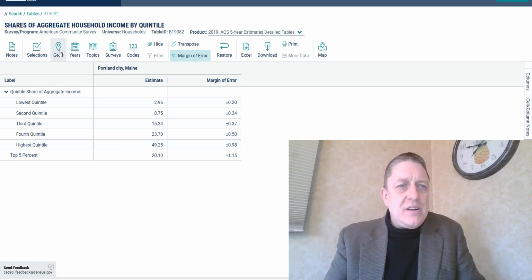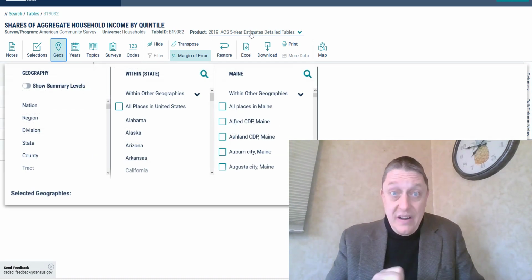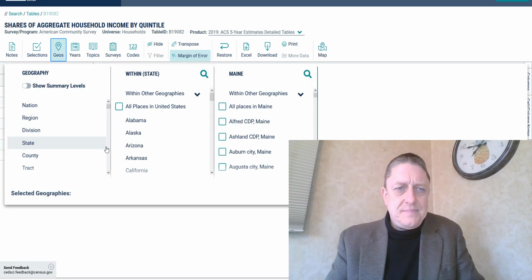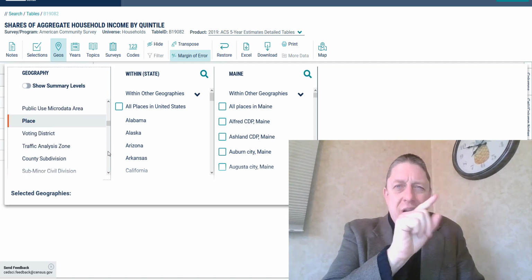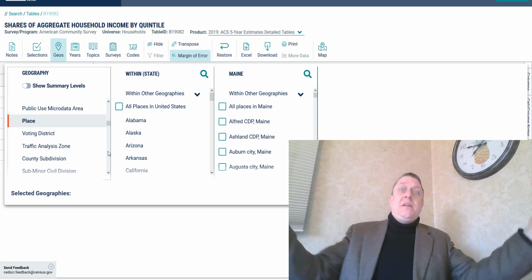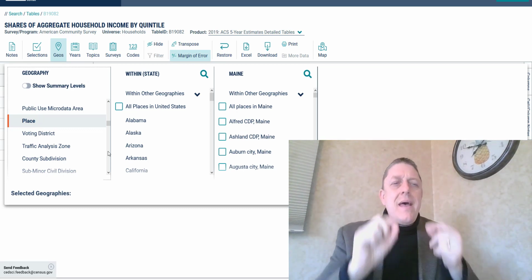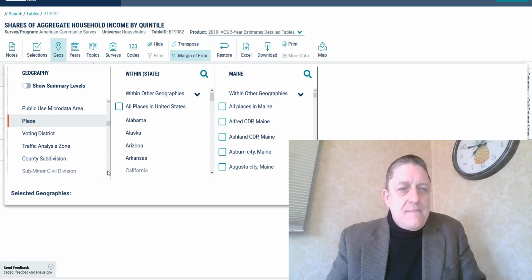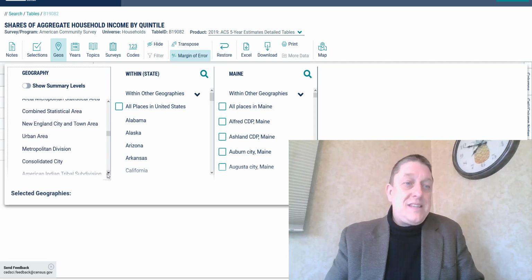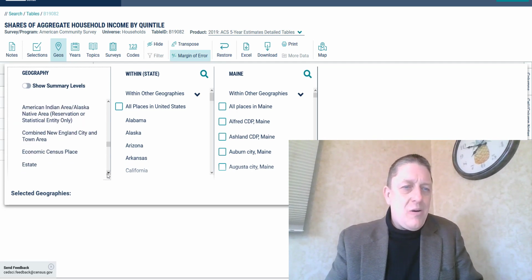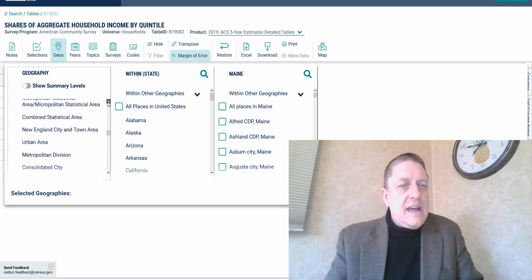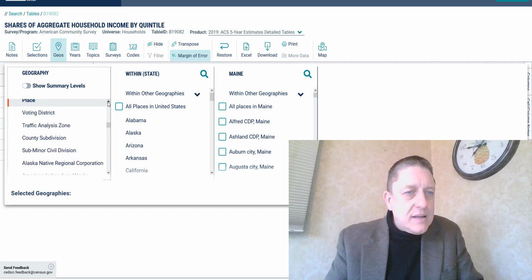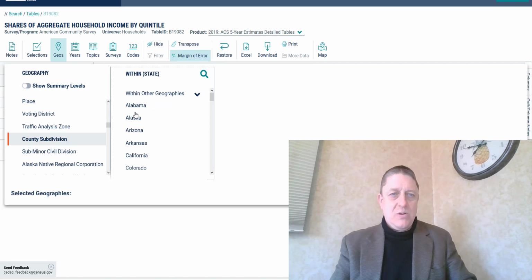And let's go look into our Geos with the American Community Survey 5-year estimates table. And for the state of Maine, we're not going to use place, which makes sense. All of those are places. But there is this option. See all the different options here? Wow, it's amazing. What we're going to want to look at is county subdivision, okay?